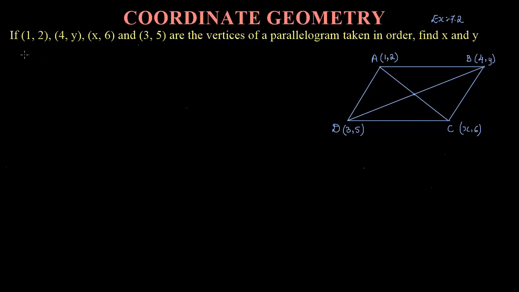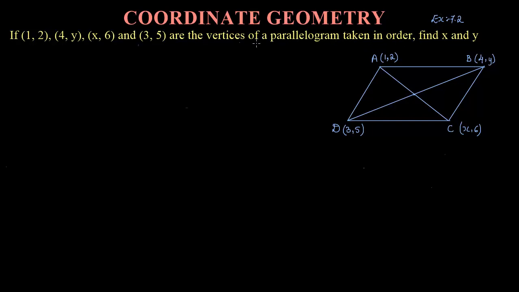In this video, I am going to discuss with you how to find the unknown variables x and y when the 4 points given to you are forming a parallelogram. This is the 6th question of exercise 7.2 of the chapter Coordinate Geometry from the NCERT Mathematics textbook. So you can read this question. If (1, 2), (4, y), (x, 6) and (3, 5) are the vertices of a parallelogram taken in order.